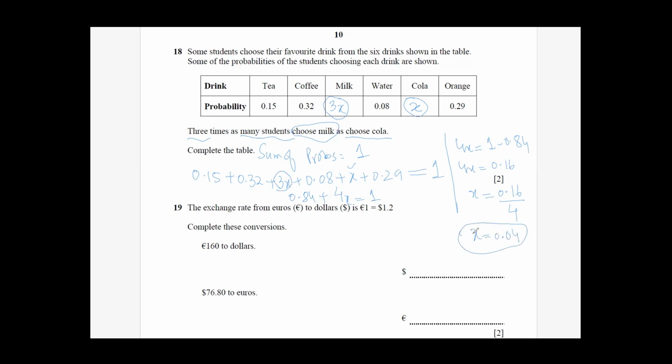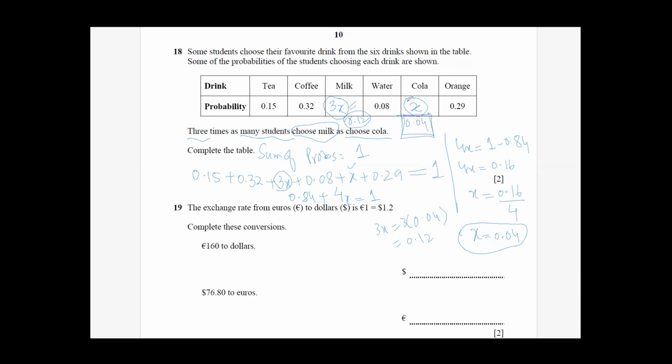So now completing the table, this value should be 0.04. And this value has to be 3 times x. That means 3 times 0.04, that would give us 0.12. So this value is going to be 0.12. So for completing the table, this is how you need to complete the table. The answers to fill in the table are 0.04 and 0.12.